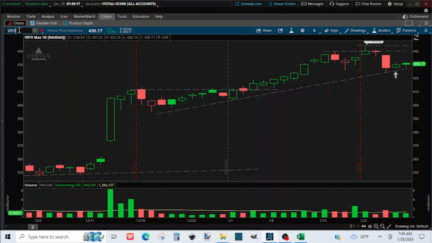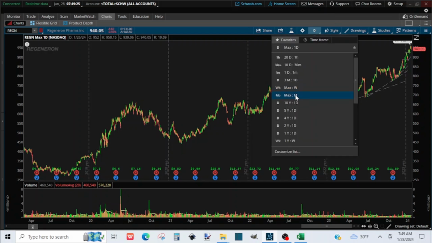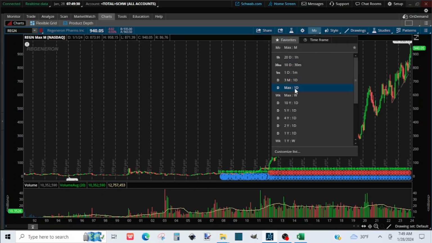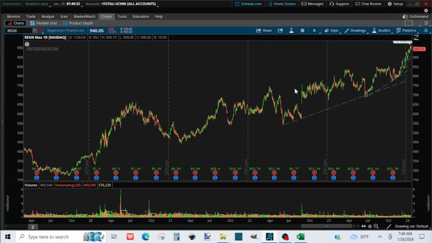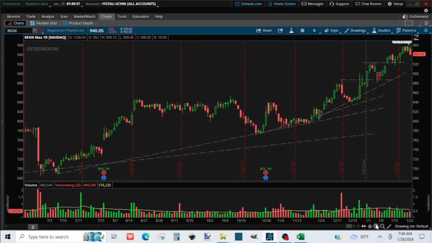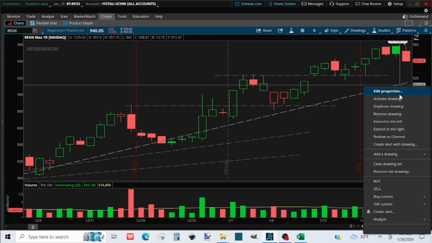REGN. We have not bought it yet. Let's see the past to see if we do not have any mountain. No, we don't. Let's go to the maximum daily chart and see what is going on here. So the trend we are following is this one. Let me extend it. In fact, let me get closer and let's extend it.